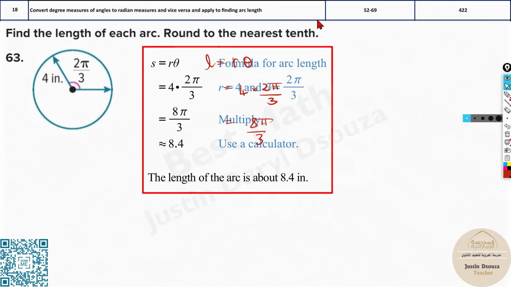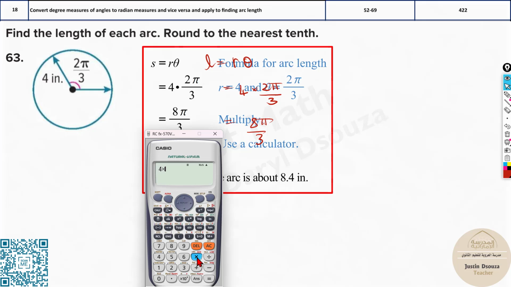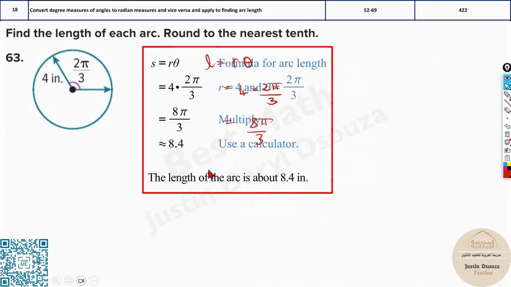Let me show that to you. All you do is 4 multiplied by 2 by 3 pi. And then when you press equal to, it's 8 by 3 pi. When you press SD, you get 8.37, which is written to the nearest tenth. They have clearly mentioned it's the nearest tenth. So you have to press SD and write this value, 8.4.